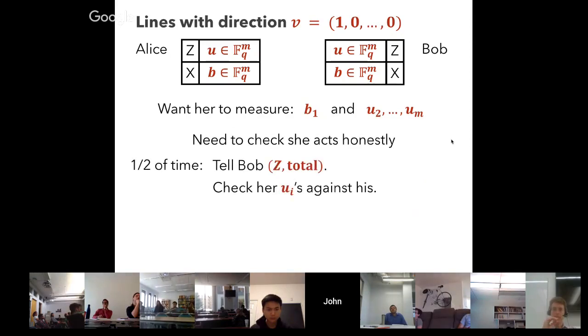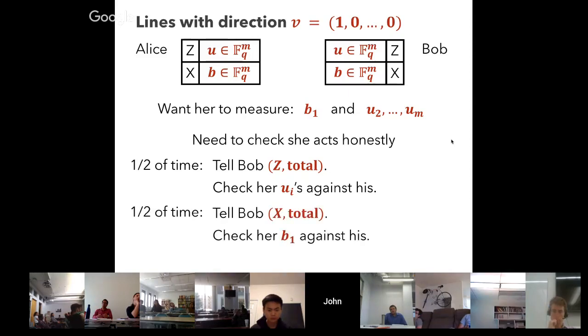Now, the checks that we can do to make sure that she's actually reporting honestly are pretty simple. Half the time, we're just going to tell Bob to measure his whole Z register. That will give him the entire string U, and he has to report it honestly. Then we can just check her U_i's against his. And because he plays honest, she has to play honest. The other half of the time, we're going to tell Bob to do a total measurement on his X register. Then he'll have to give us the entire string B, and we can check her B1 against his. And so this enforces that Alice learns the line. She tells us the line, but she also erases the first coordinate of B.